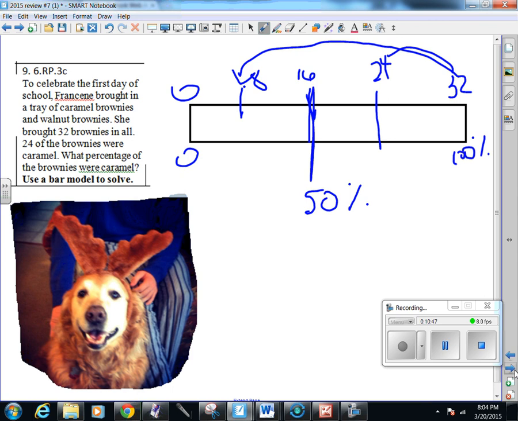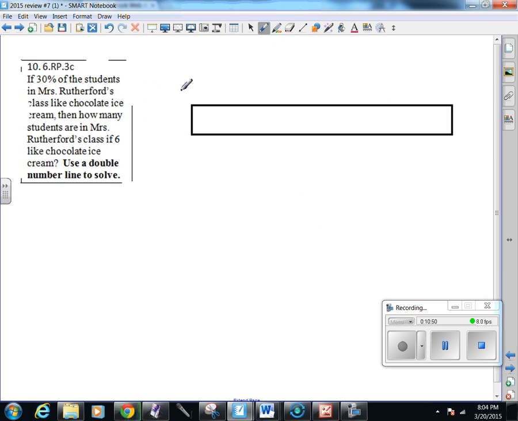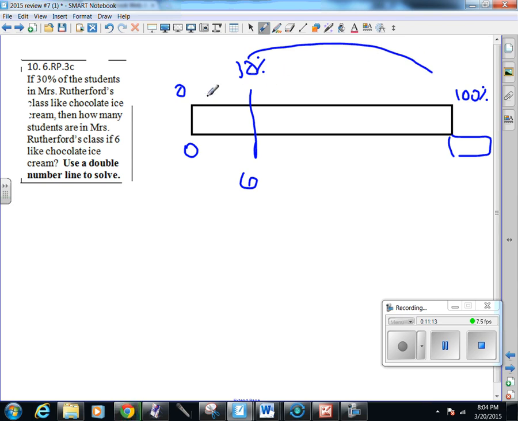And then the last one, 30% of Mrs. Rutherford's students like chocolate ice cream in the class. So here we've got it. We don't know how many kids are in her class, but we do know that 30% of those kids enjoy the chocolate ice cream. So that's 6 kids. So once again, I can't get from here to here, so I've got to come to a nice number that I could get down to. So I could go down to 10 or 5 or 1. So if I go down to 10, that means that that's 2, and then go up to 100%.